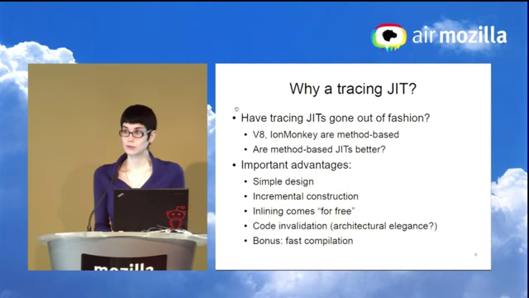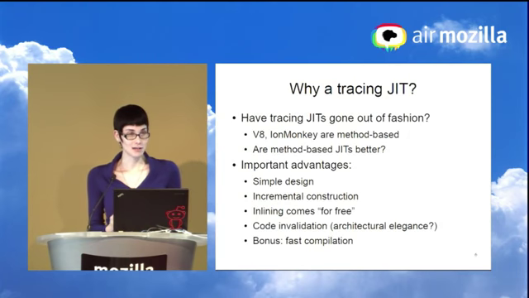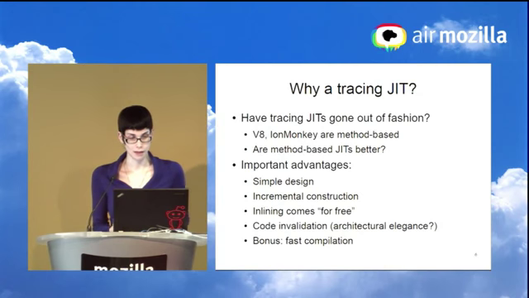So why did I choose to implement a tracing JIT for Higgs? Well, you might ask, have tracing JITs gone out of fashion? Because for a while they were very popular in the dynamic language research community. But V8 and IonMonkey are method-based JITs. And so you might wonder, are method-based JITs simply better? Are they really needed for high performance?